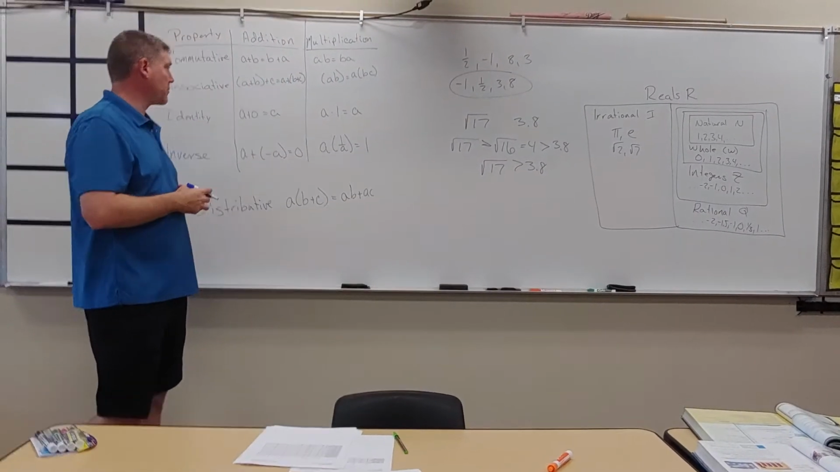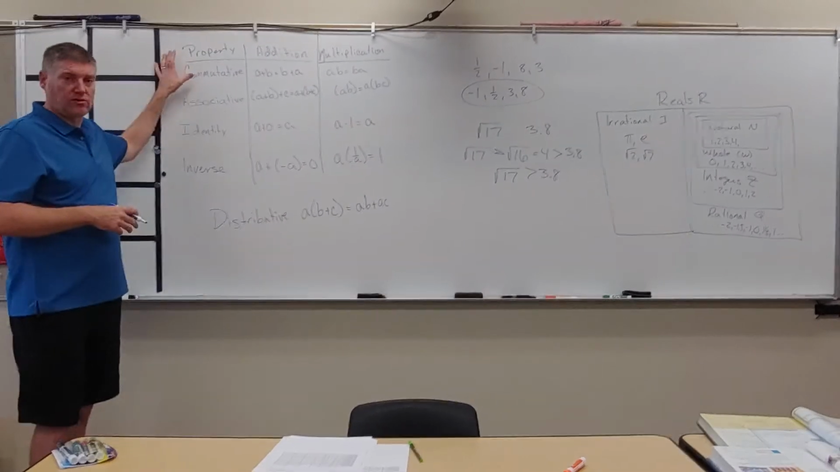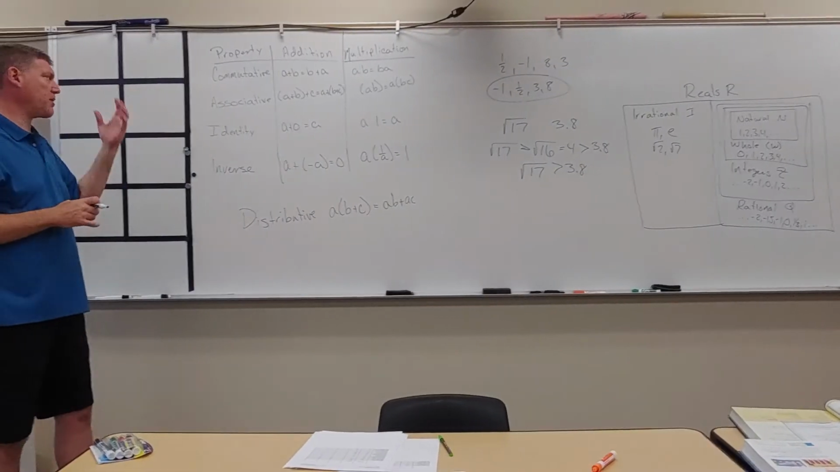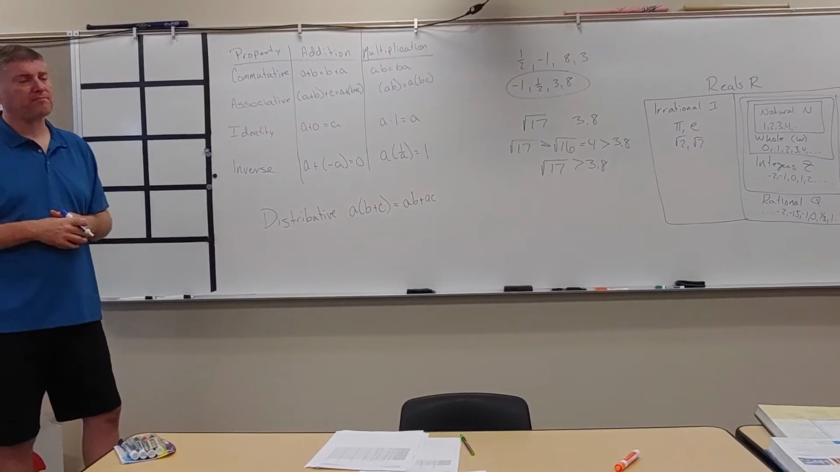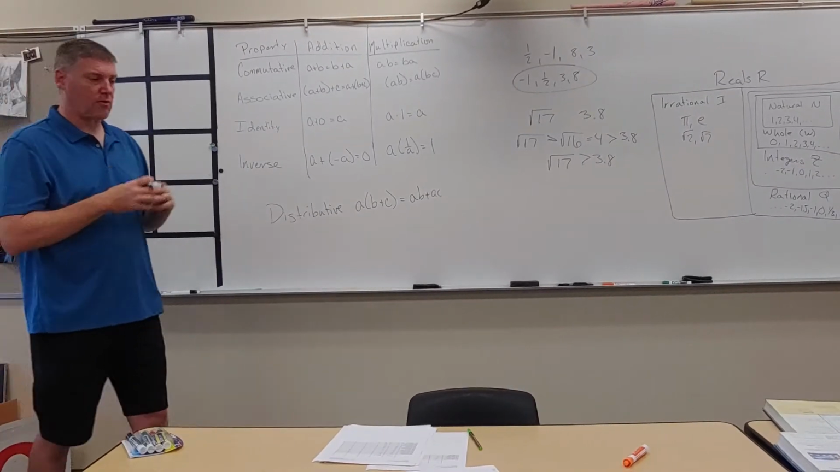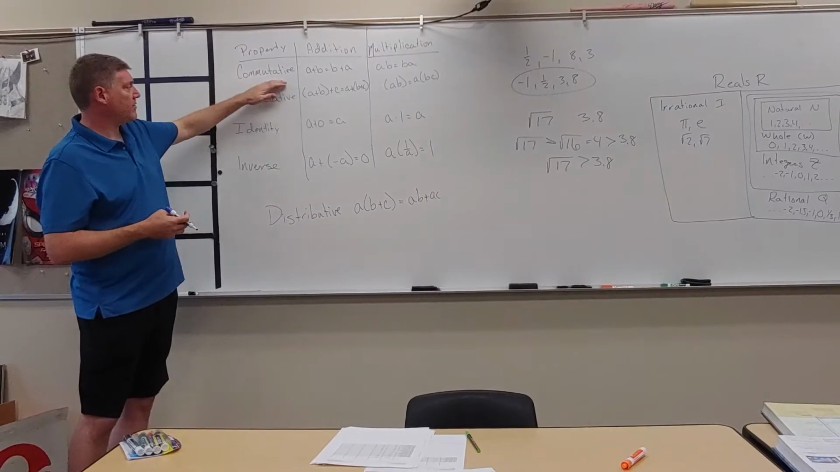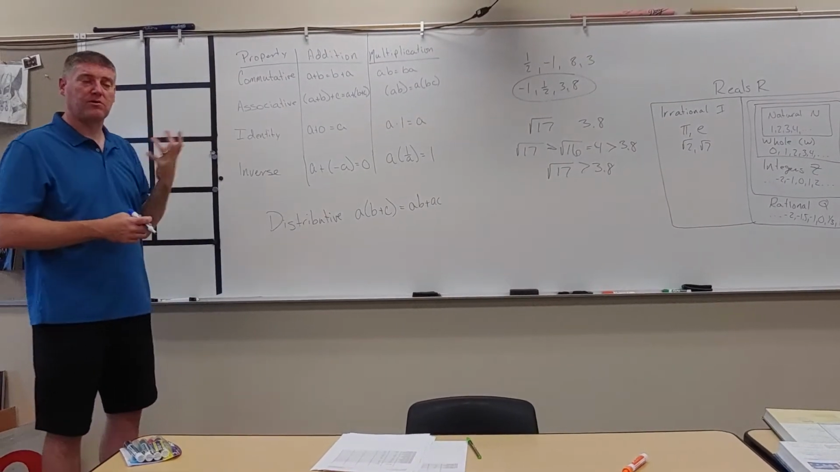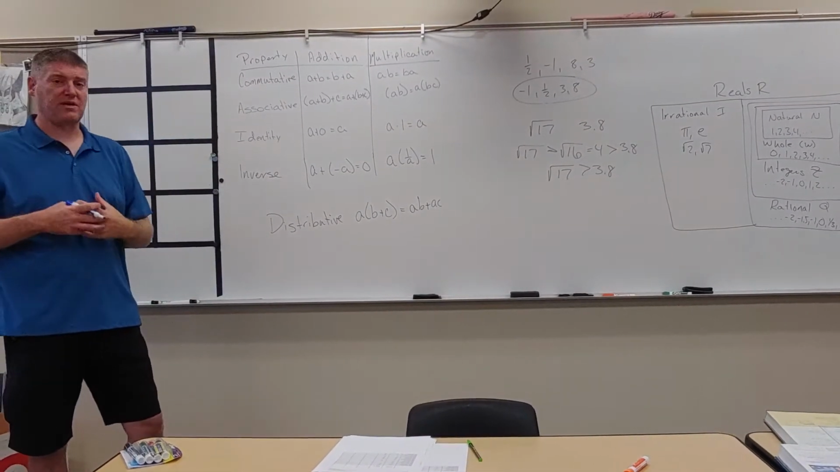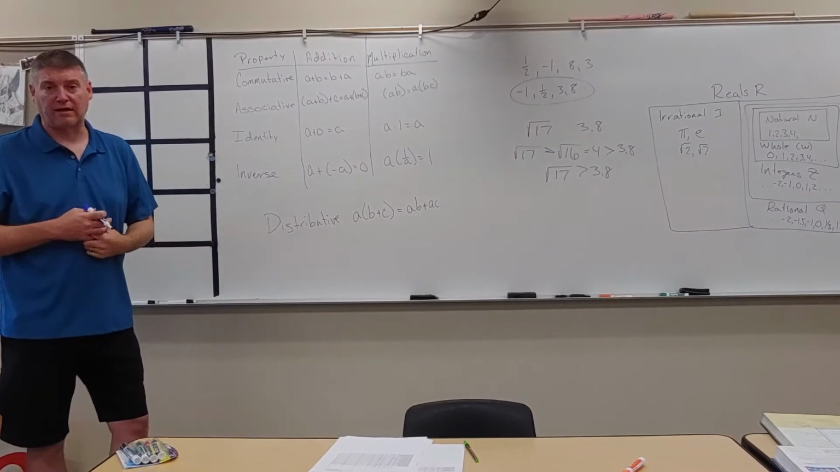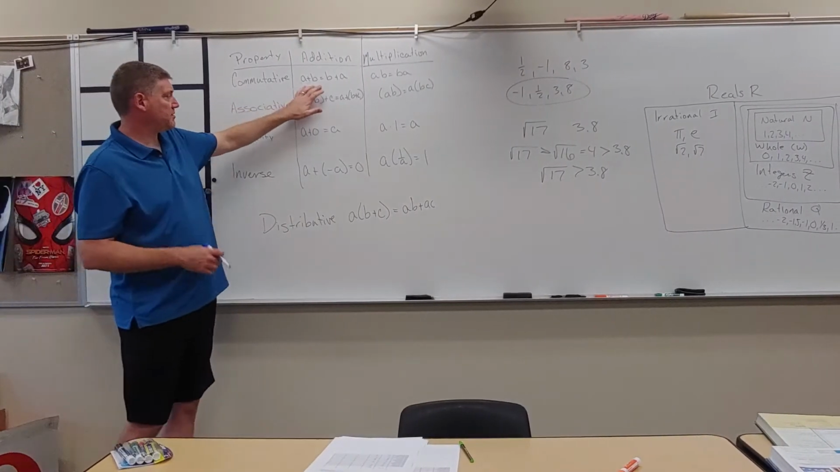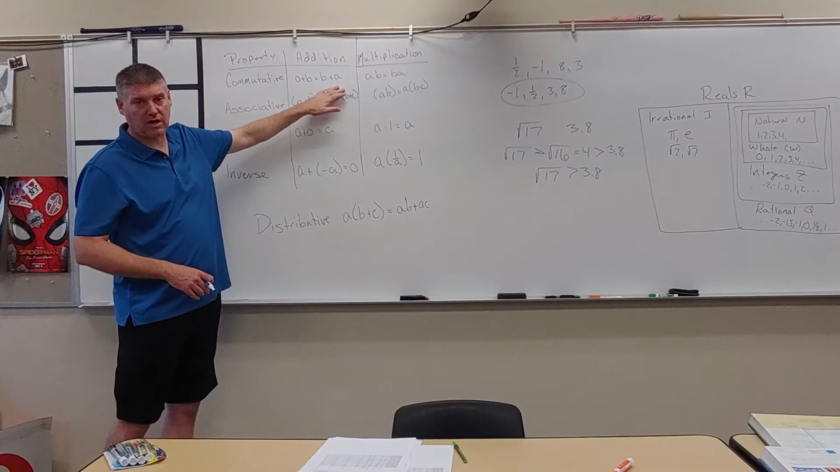Well, with our numbering system, we also have properties. So the first property I didn't write up there is closure. It just means that we're going to have a closed system. Okay, so now we have commutative. The commutative property essentially means that order doesn't matter. Okay, A plus B is going to equal B plus A.